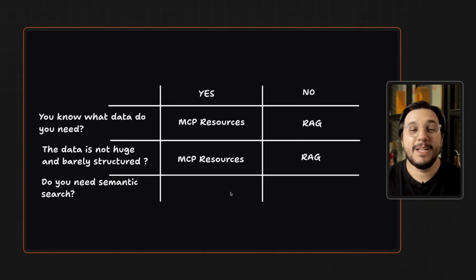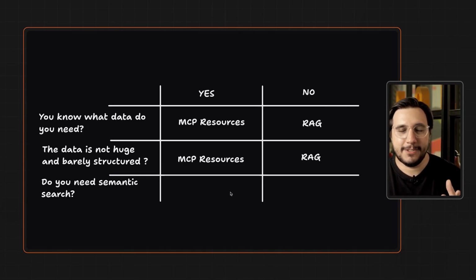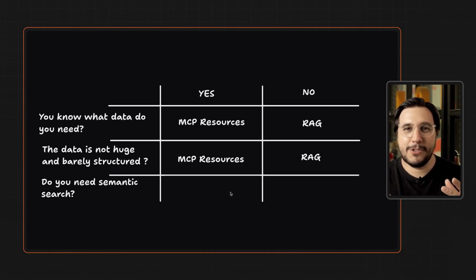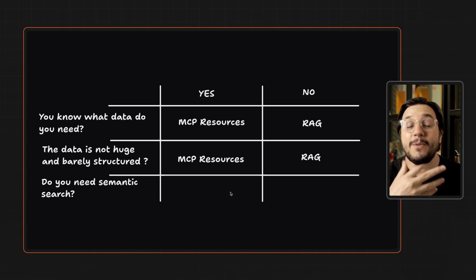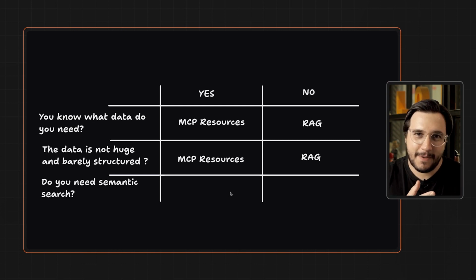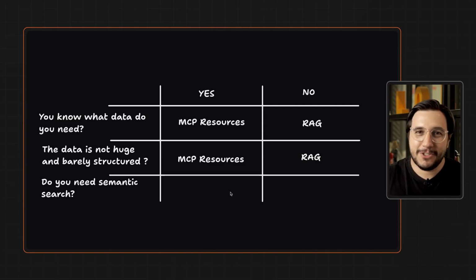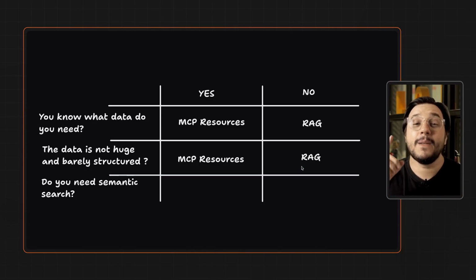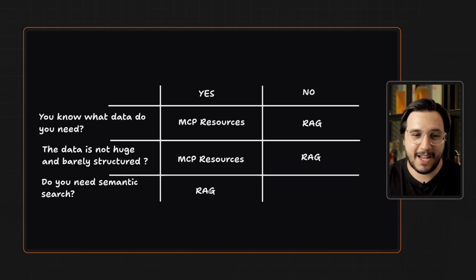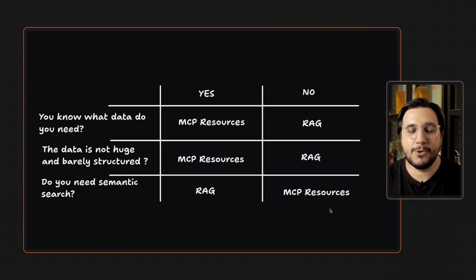Next question, you need semantic search. But what does semantic search mean? When you want to conduct a search for approximate results rather than just exact results. So, for example, I might want to search for various types of animals that walk on 4 legs. Then I will look for all animals that walk on 4 legs, not just specific examples like cats and dogs. That is the fundamental distinction between a semantic search and a, let's say, targeted search. So, if you need semantic search, you'll use RAG. If you don't need semantic search, then MCP Resources is the best solution for you.